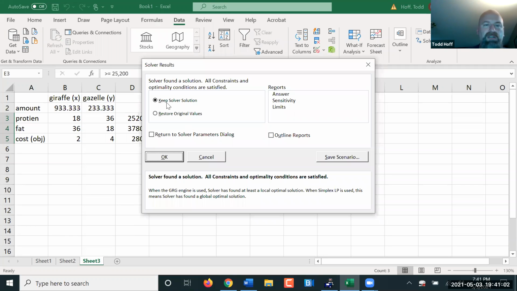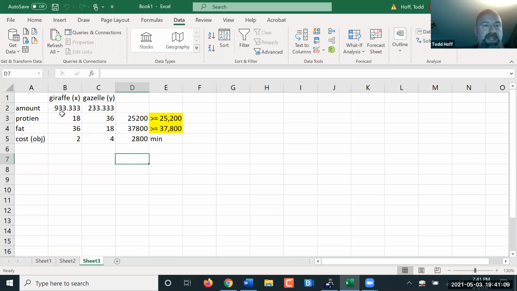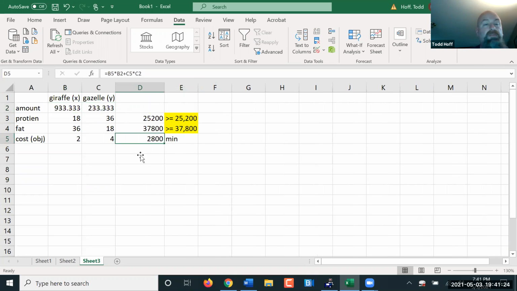So really what I want to do is I want to keep the solver solution so I can see what it actually solved. So I click OK. And you can see here it's saying 933 1/3 pounds of giraffe meat, 233 1/3 pounds of gazelle meat. It's going to be a cost of $2,800. So that's our optimal solution. That is the minimum cost to get these requirements that we want here.